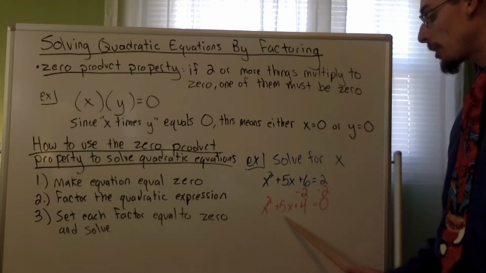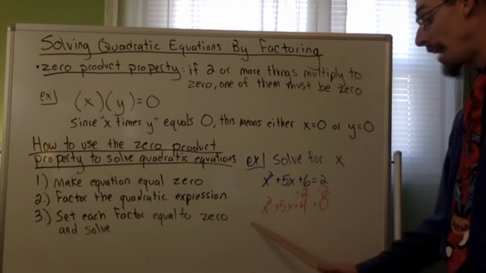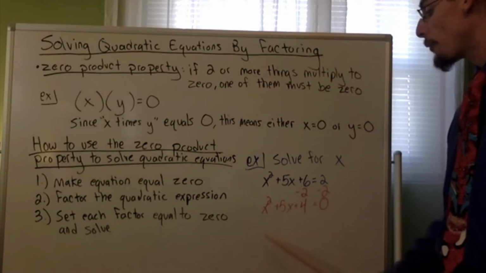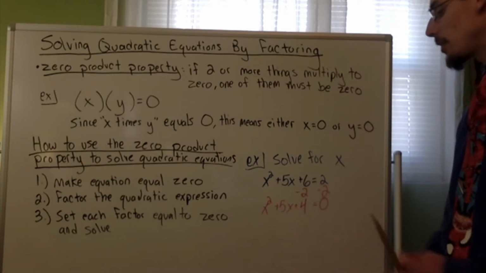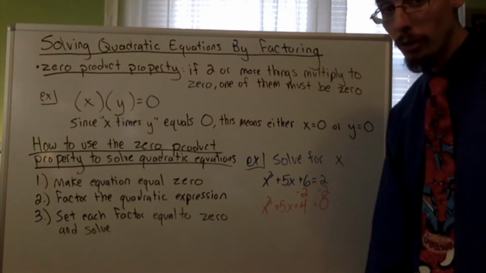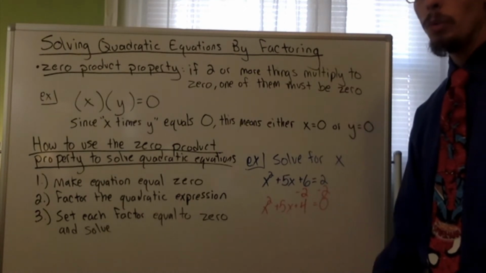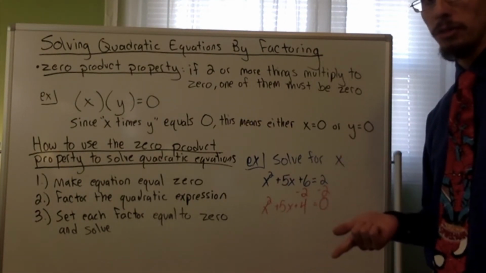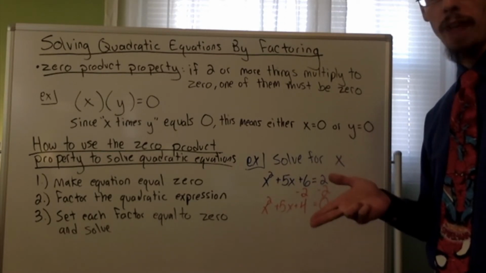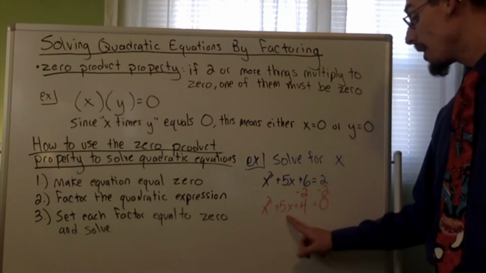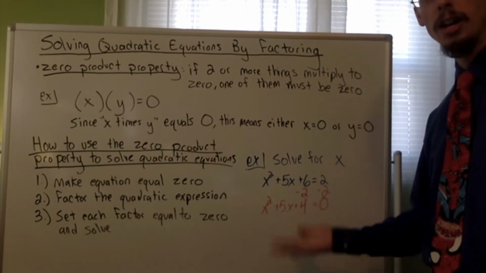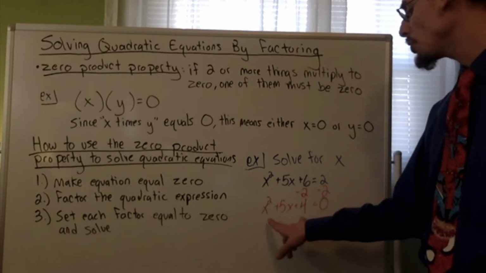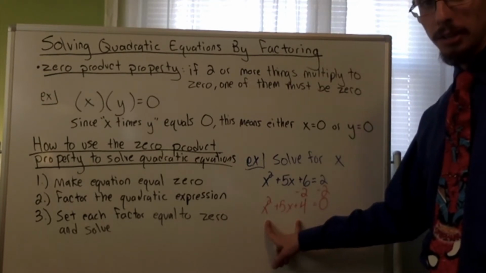X squared plus 5x plus 4. That's a quadratic expression, right? And factoring this, remember we learned quite a few different ways to factor. We talked about using a GCF, the difference of squares, and factoring trinomials. This so happens to be a trinomial, right? So, how do I factor something like this?